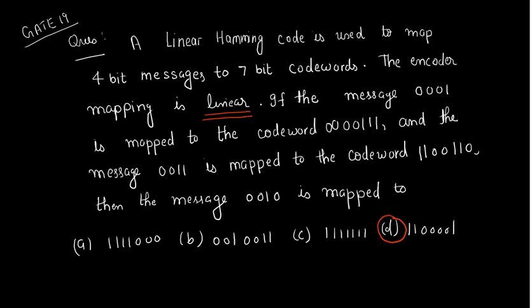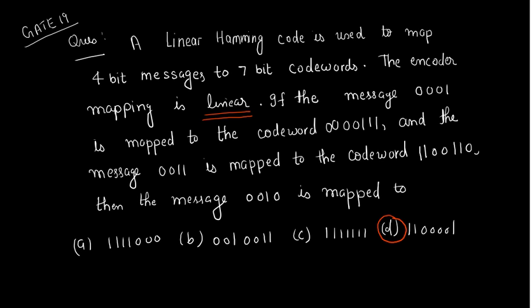So let's solve one more interesting problem which was asked in, I think, GATE 19. If we read the question, it says a linear Hamming code is used to map 4-bit messages to 7-bit code words. It means we are using an error control code, that is Hamming code, and in that code a 4-bit message is converted to 7-bit code words. So the encoder mapping is linear, and they have also specified that the encoder mapping is linear.